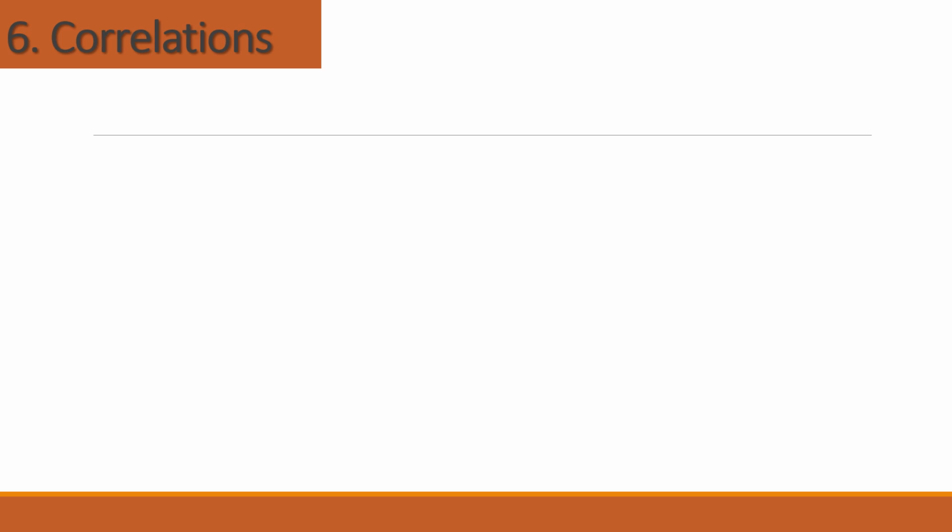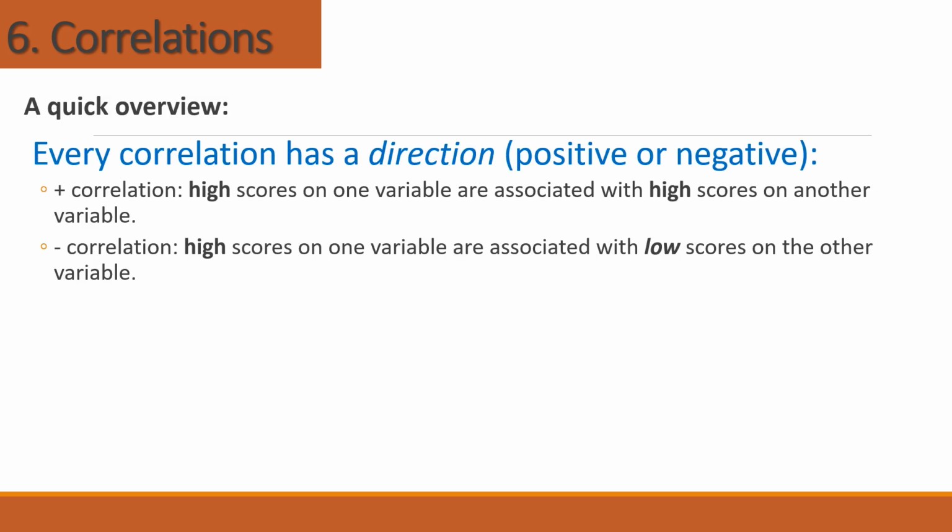Now, let us briefly look at correlations. Correlations are statistical analyses that can be used to determine the relationship between two variables. Every correlation has a direction, either positive or negative. Positive correlation indicates that high scores on one variable are associated with high scores on another variable. While if we obtain a negative correlation, it means that high scores on one variable are associated with low scores on another variable.